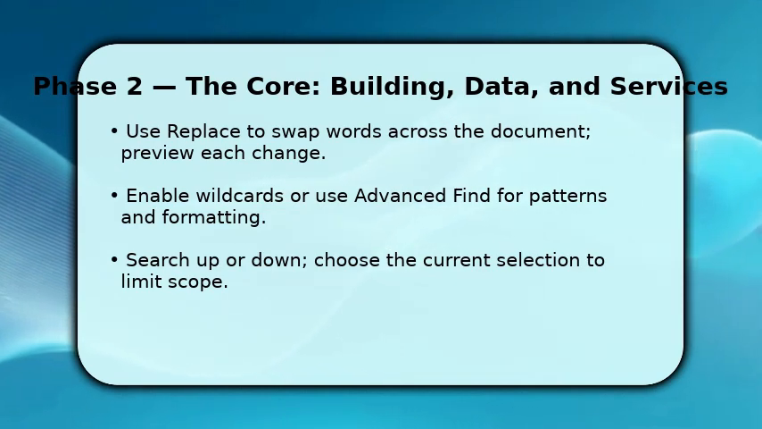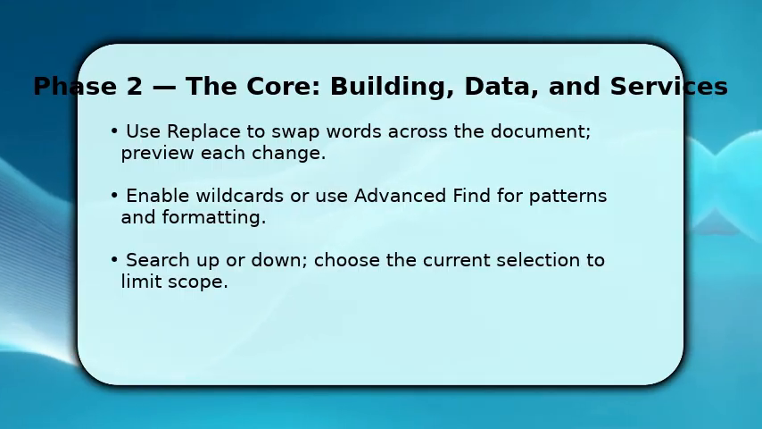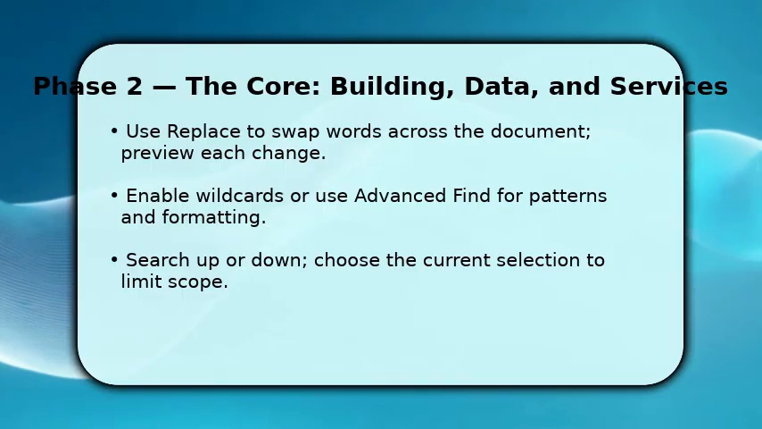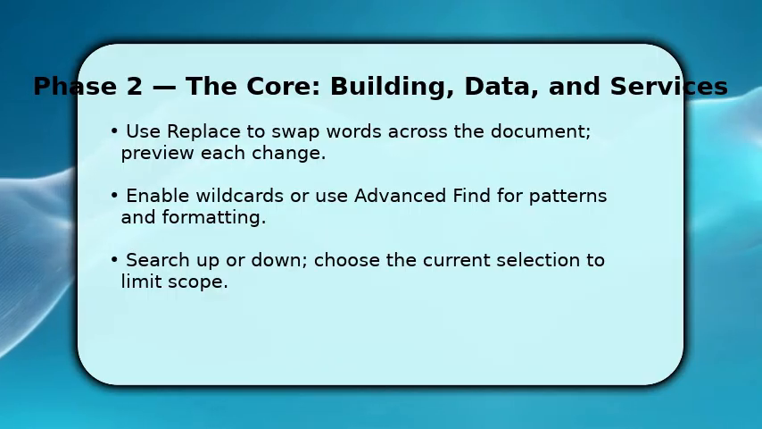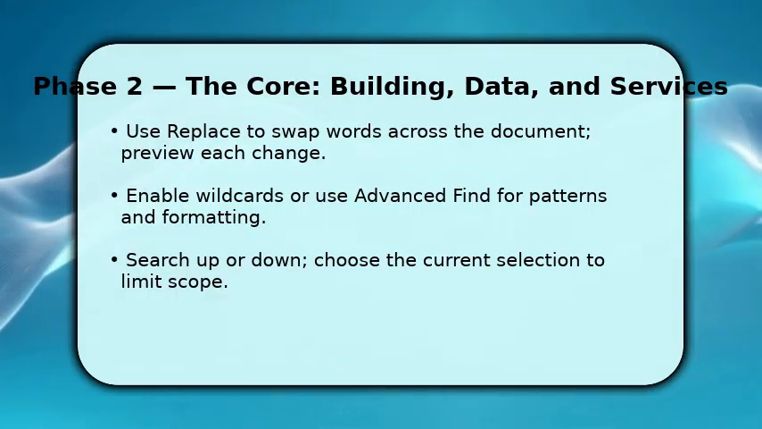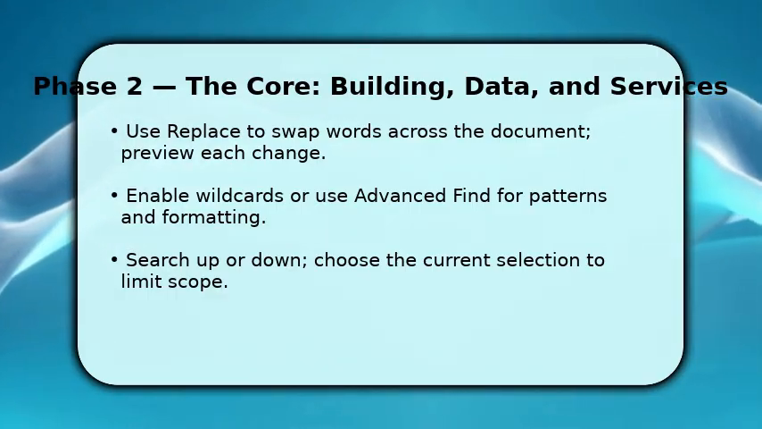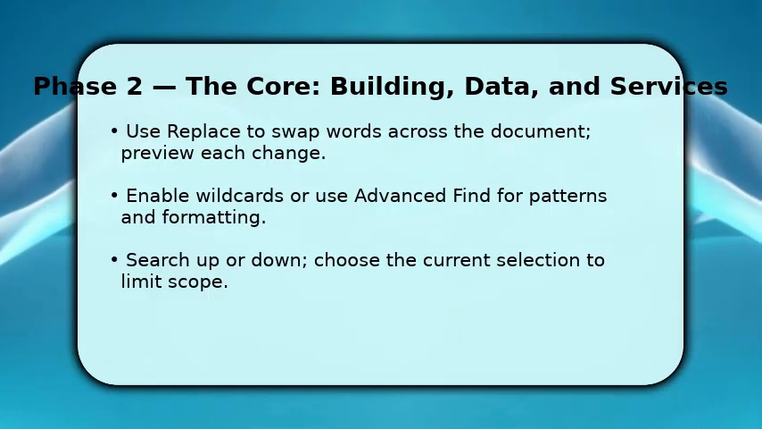Open Advanced Find or Replace when you need patterns, formatting, or wildcards. This lets you match dates, hyphenation, or styled text. Use Replace with Preview so you approve each swap. Otherwise, unintended changes occur. Also, choose search direction, up or down, or limit to the current selection to avoid editing unrelated sections. If you need multiple variants, run a few targeted searches, rather than one broad, error-prone one.